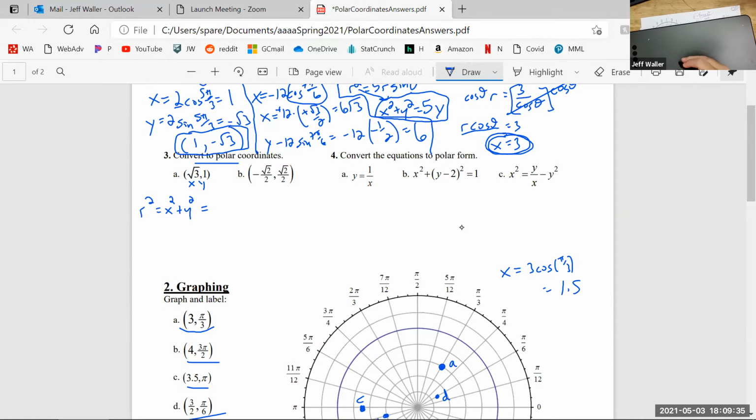All right, guys, I'm going to catch up to you. I just have to do this, square each piece. 3 plus 1 is 4. So what's r?